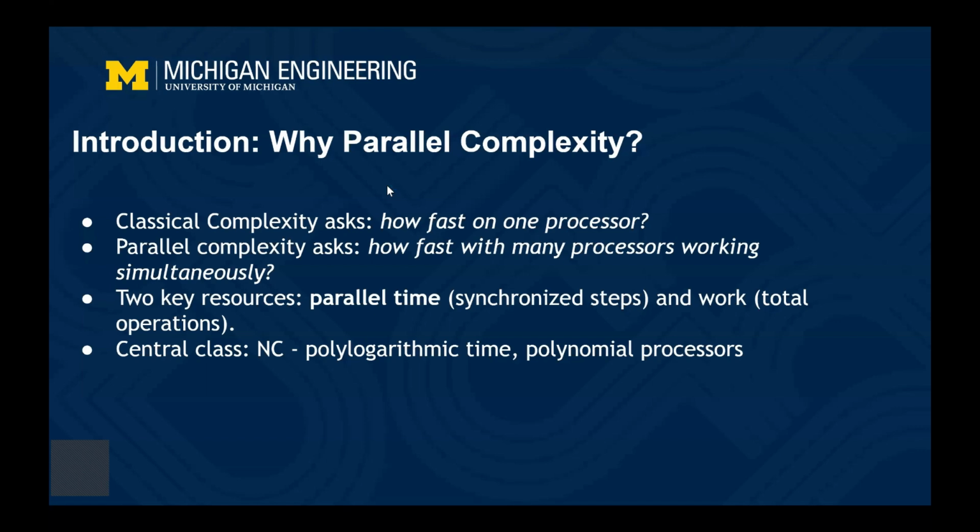To start off, classic complexity theory gives us tools like P and NP to measure how hard problems are on a single machine. But modern computing is deeply parallel, from multi-core CPUs to massive distributed clusters. Parallel complexity asks a different question. Which problems can we actually speed up by throwing more processors at them? The key insight is that parallelism introduces two separate costs: how many synchronized steps we need, and how much total work all processors do combined. The class NC is our formal answer to what's efficiently parallelizable, and that's what we'll dig into.